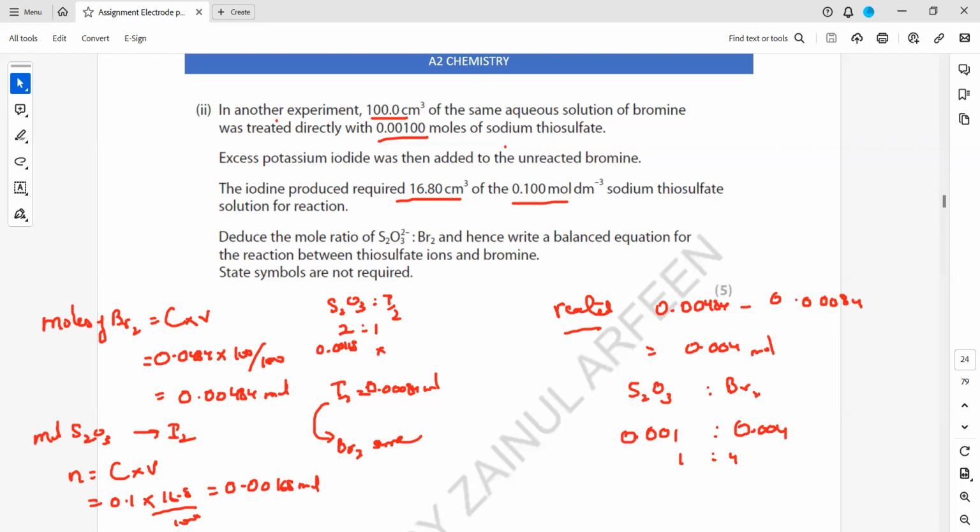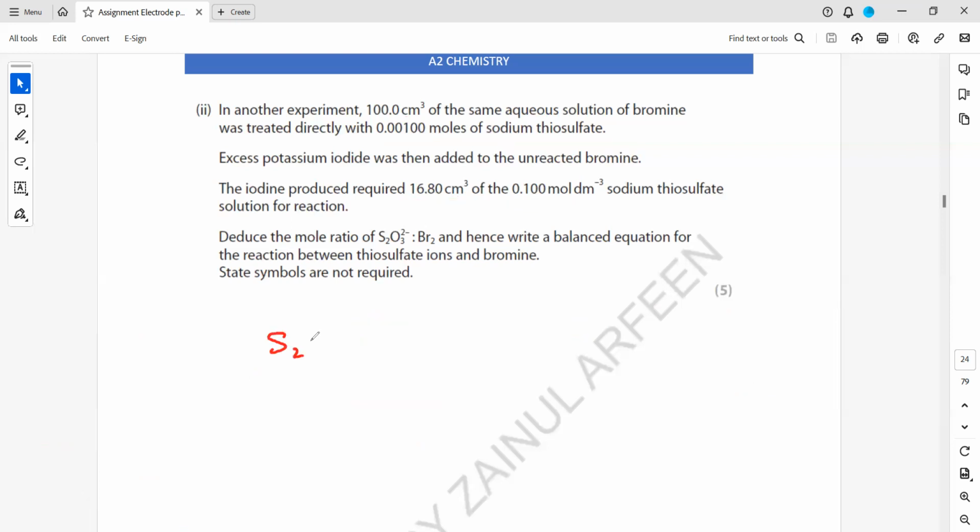And the last part, we have to write a balanced equation between them. Now, how to write a balanced equation? First, we identify the mole ratio. That is 1:4, for thiosulfate and for bromine. These are the moles of thiosulfate which were given in the beginning, which reacted with the added bromine. Look what we did. We have a bromine solution. We add thiosulfate. Bromine is in excess. Excess potassium iodide was added to the unreacted bromine.